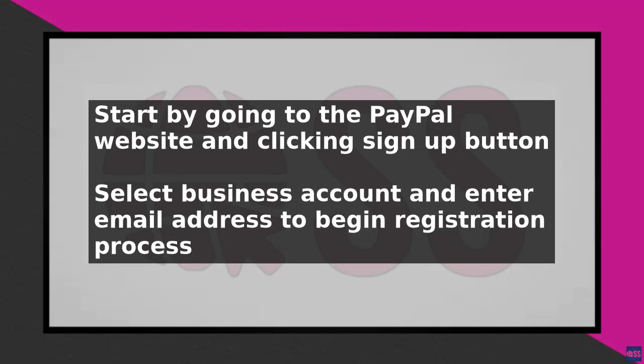To create a PayPal business account, start by going to the PayPal website and clicking on the Sign Up button. Select Business Account and enter your email address to begin the registration process. You will then be asked to provide basic business information, including your business name, address, and phone number.